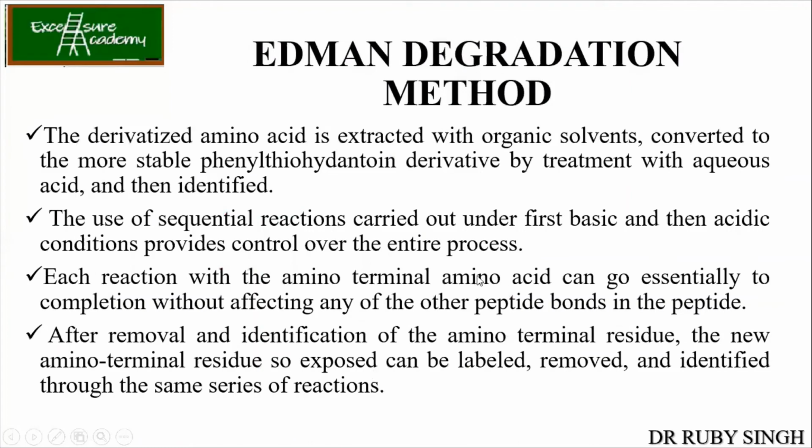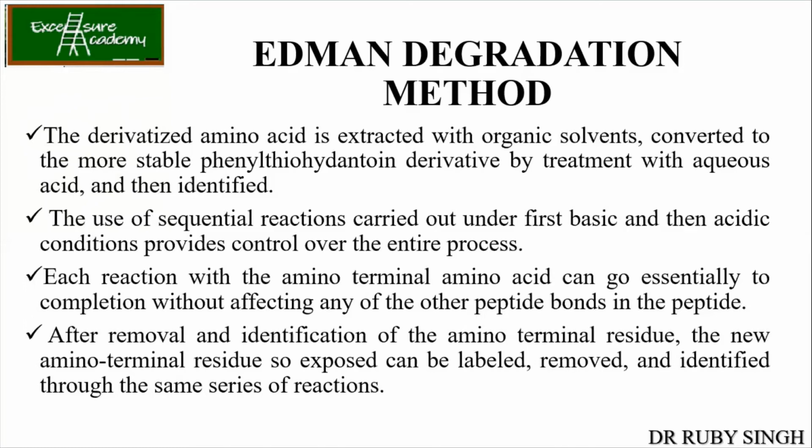Okay. So this is the same thing written like what I have explained now. So the derivatized amino acid is extracted using the organic solvents and then it is converted into the stable form called phenylthiohydantoin and then it is identified. Okay. Now, the use of sequential reactions carried out under the basic condition and then the acidic condition. So first it was under mild alkaline condition and then with the help of the trifluoroacetic acid, acidic condition was provided, right? So this basic and acidic will control the entire process and not let the polypeptide chain get disrupted.